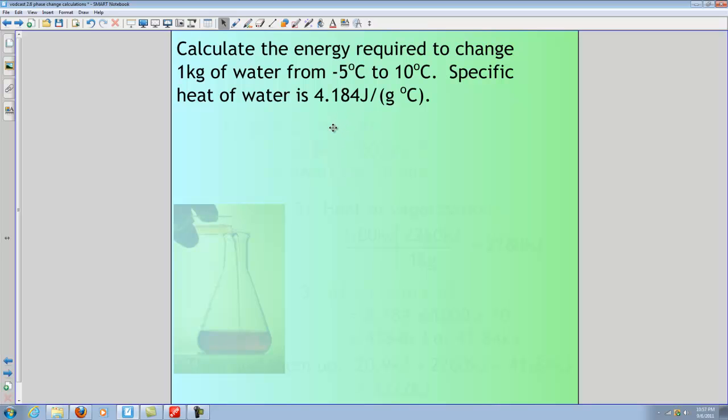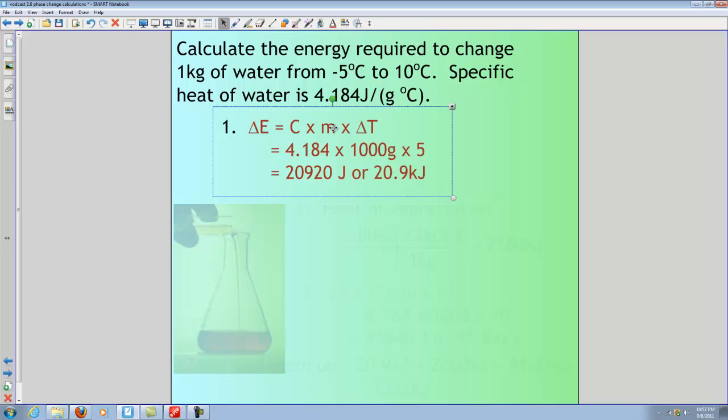So here's the way this works. Basically 3 steps here. Step 1, I'm going to use the calorimetry formula, delta E equals C times M times delta T. So my delta T, I'm only counting 5 degrees of it because I can only count it up to the phase boundary. If it's water, the phase boundary is at 0 degrees Celsius. So 0 minus negative 5 gives me this 5 here. Kilogram is 1,000 grams. I plug in the C value. I get this answer, 20,920 or 20.9 kilojoules.